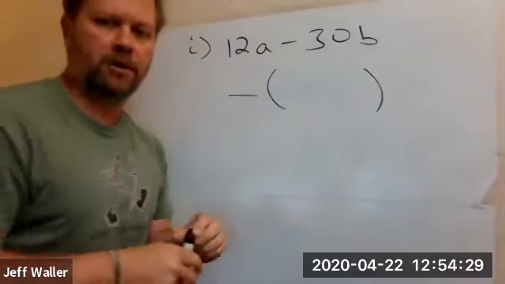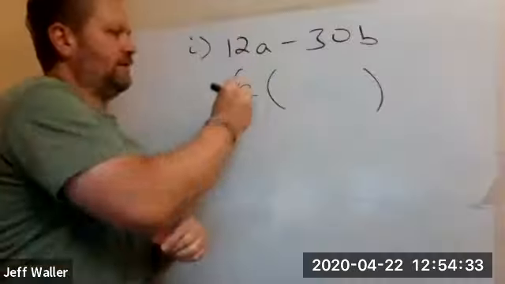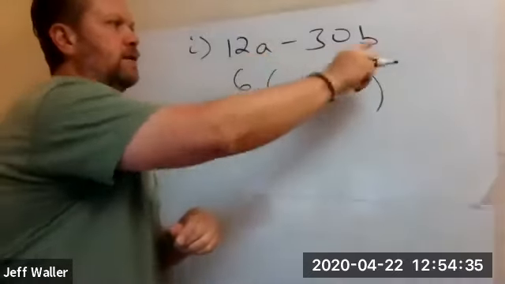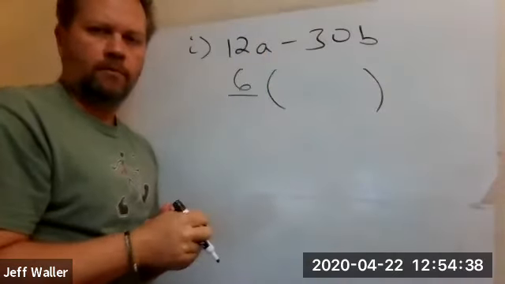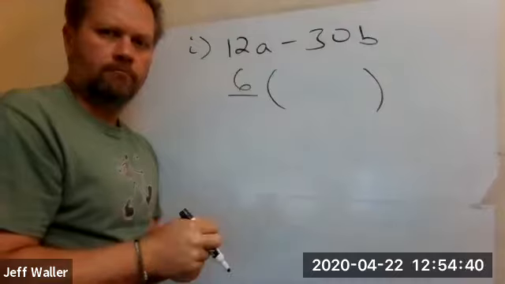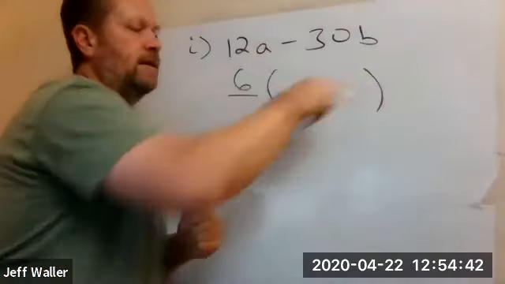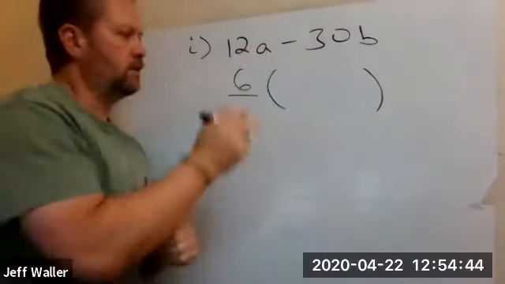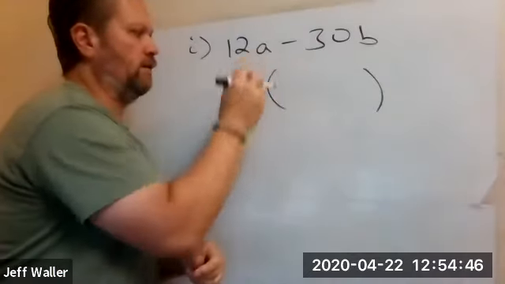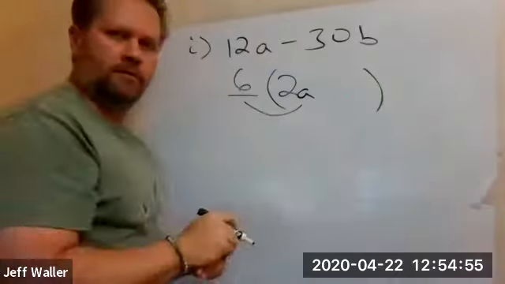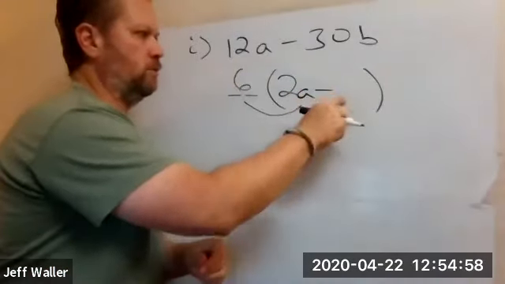Five does not go into 12. 6. 6 goes in. And do they have any letters in common? No. This guy's got an A, this guy's got a B. They have no letters in common. So what would have been right there to make 12A? 6 times what? 2. And of course, what would have been over here? 6 times what makes 30B? 5. All right, good.